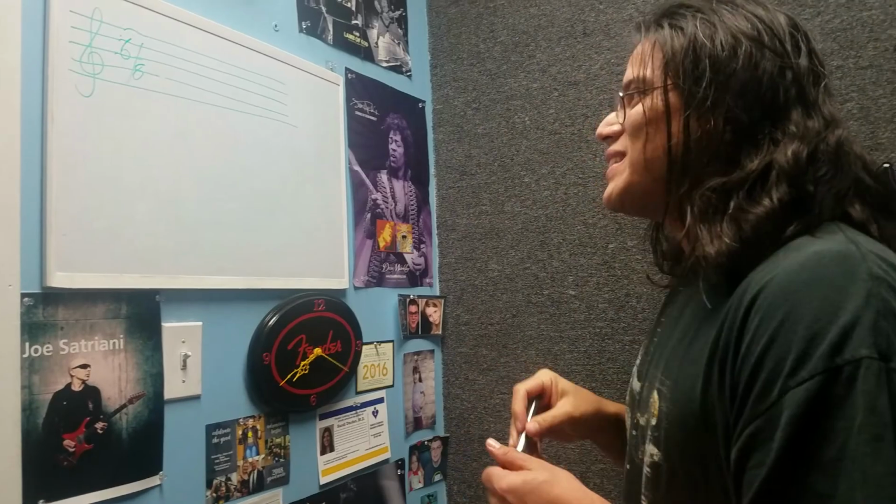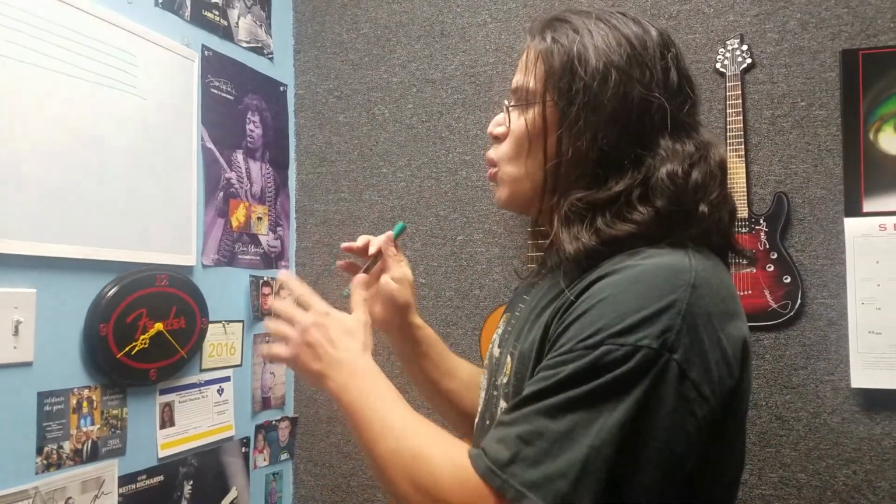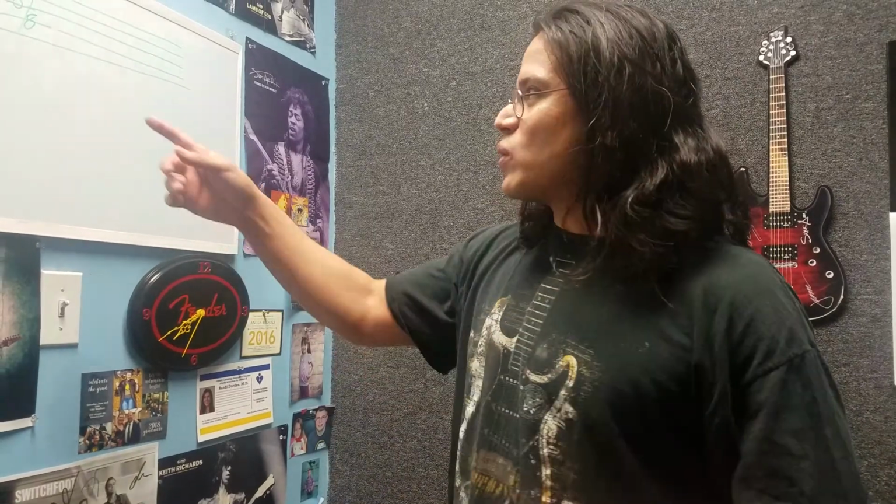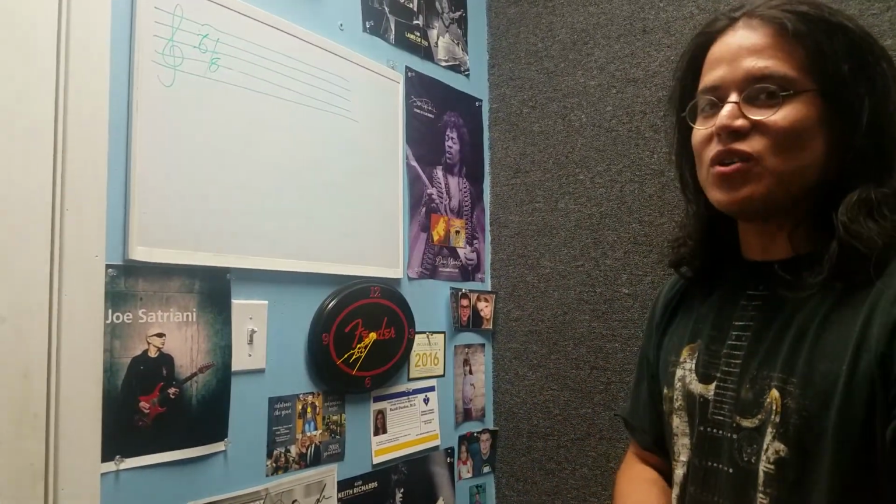Now with 6/8, things get interesting because you don't have really 6 beats. What you have is 2 beats made out of 3 subdivisions, or 3 additional beats. This is what I mean. So if you were to count 6/8, the way it works is you have 1, 2, 3, 4, 5, 6. 1, 2, 3, 4, 5, 6, right?